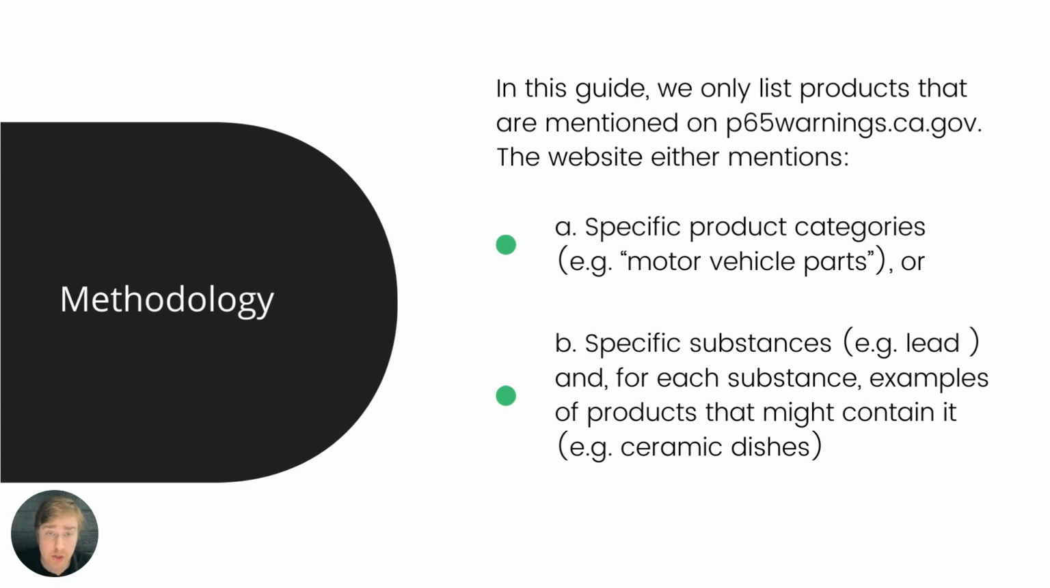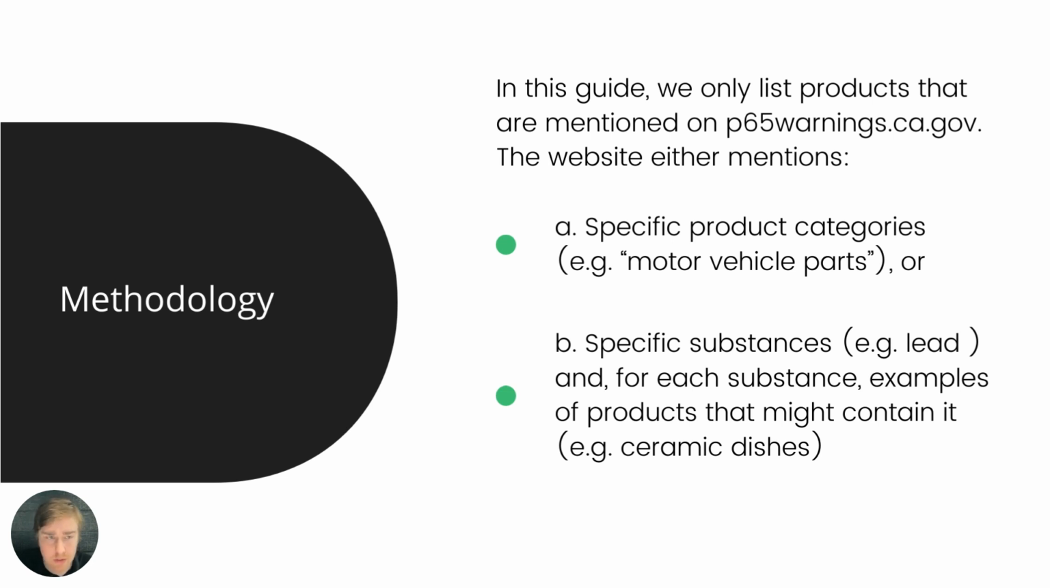For context, if you're watching this on YouTube, I should also inform you that we have a list of product categories covered by CA Prop 65 published on compliancegate.com. But in any case, this video is based on products that are either directly or indirectly mentioned on p65warnings.ca.gov. This can be, in some cases, specific product categories, say motor vehicle parts, or what is far more common is that they mention substances: lead, formaldehyde, bisphenol A, etc.